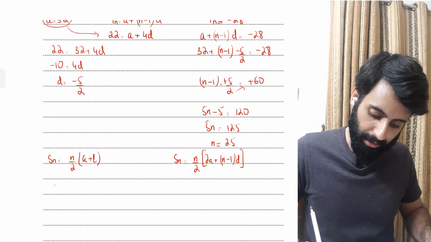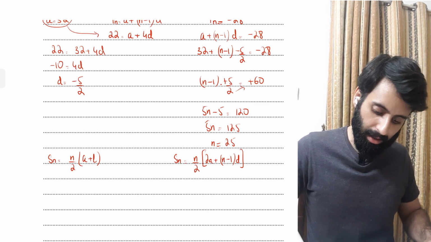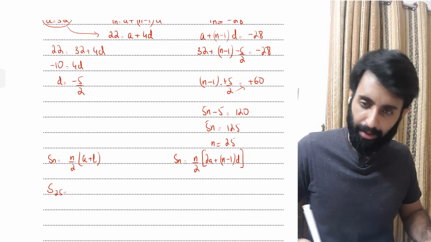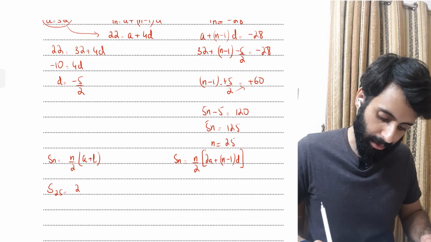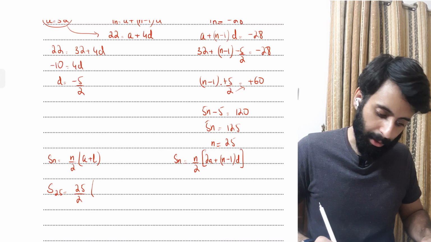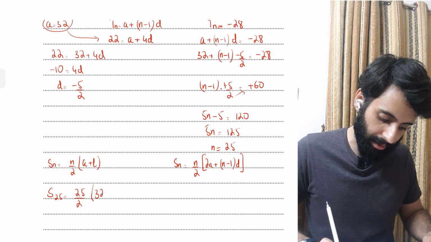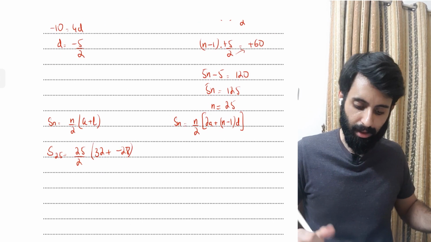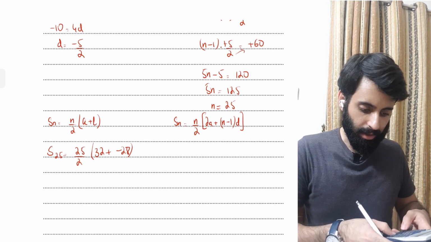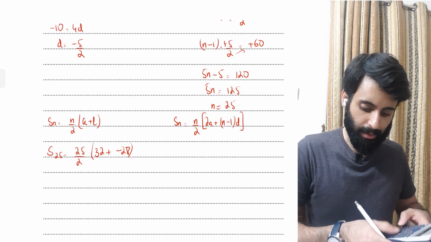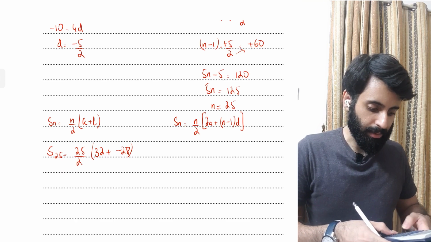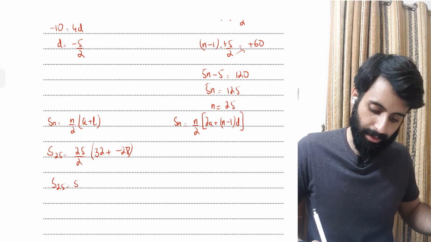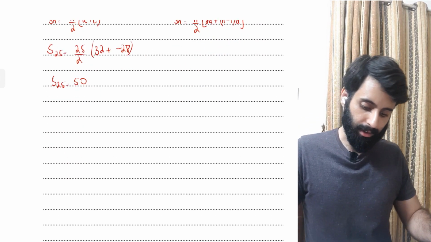So if I use the first formula, basically we're finding out the sum of 25 terms, because that's the total number of terms. So we're looking at 25 upon 2 into a, which we just found out to be 32, plus the last term, which as the question said is equal to minus 28. So now we just got to work this out. 32 plus minus 28, so we're looking at 4 times 25 divided by 2, so we're looking at 50. So the sum of the first 25 terms is equal to 50, and that is the correct answer.